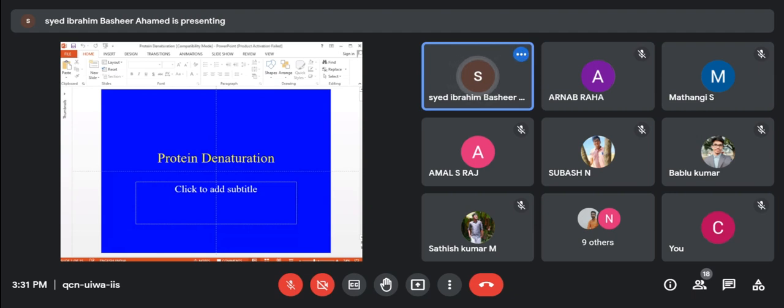Yeah, tell me. Somebody told that by using the UV spectrophotometer, we can find out. So who told that? Sir, it's me, Subhash. Okay, Subhash, tell me how you can learn this by using a UV spectrophotometer?